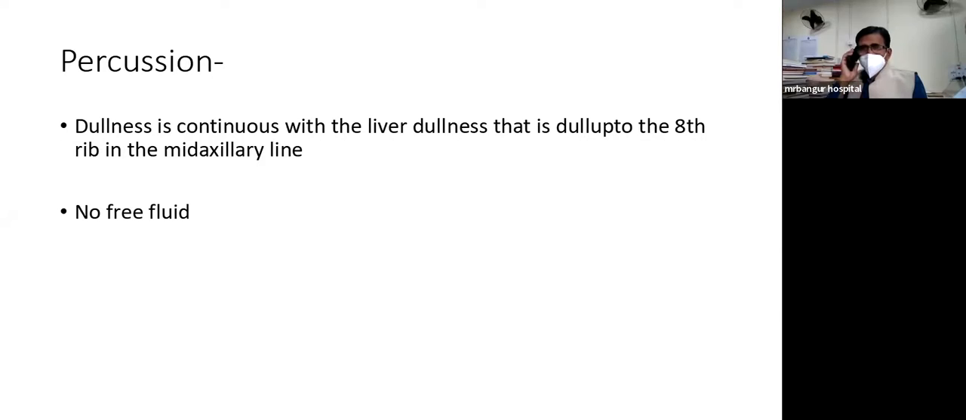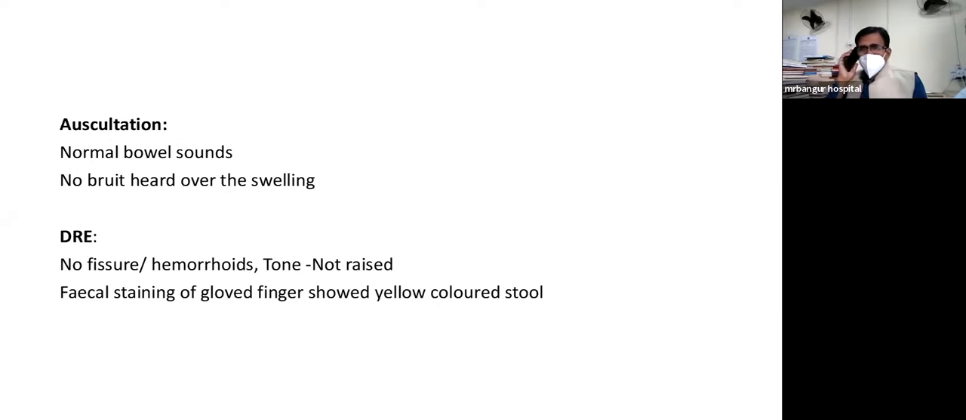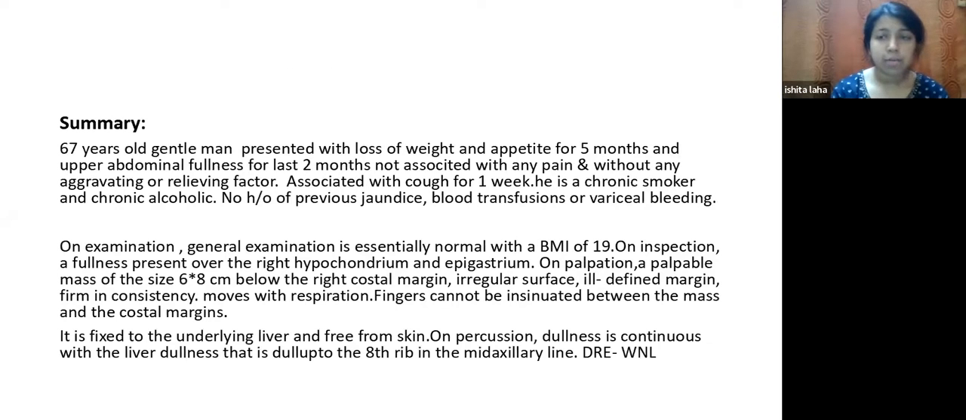Sir, I summarize my case as follows. A 67-year-old gentleman presented with loss of weight and appetite for 5 months and upper abdominal fullness for the last 2 months, not associated with any kind of pain, and associated with cough for 1 week. He is a chronic smoker and chronic alcoholic, with no history of previous jaundice, blood transfusion, or variceal bleeding. On examination, general examination is essentially normal with a BMI of 19. On inspection, a fullness is present over the right hypochondrium and epigastrium.